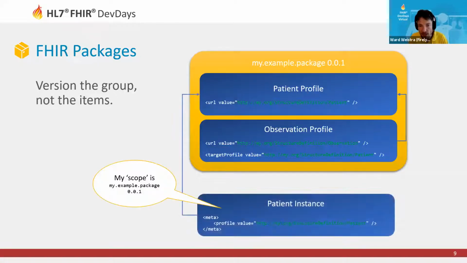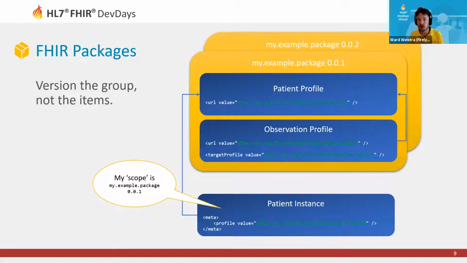So whenever we have a patient instance that is evaluated against these other canonicals, as long as we know which package to refer to, so what the scope is of this evaluation, then there will be only one patient and only one observation profile in there. So we don't need to use the individual versioning anymore. And then later, if we have new versions of these resources, we can release new packages, which again have a coherent set of resources that are versioned together. So this is why we have FHIR packages.